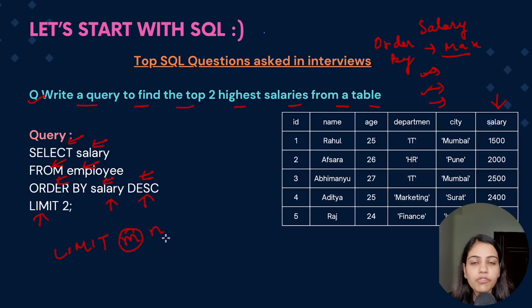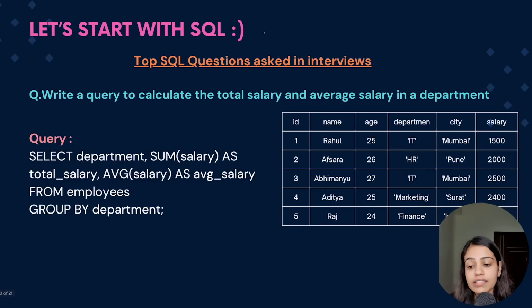So m is the number of rows which we are skipping, but here we want the top 2, so we are skipping nothing, so we can give it 0 or just ignore it. And n is the number of rows you want after skipping. So we want 2 rows, so we can give limit 2. In this way we can find the top 2 highest salaries in a given table. Now let's see the next question.